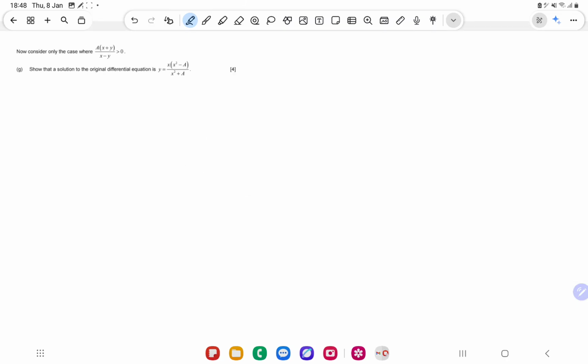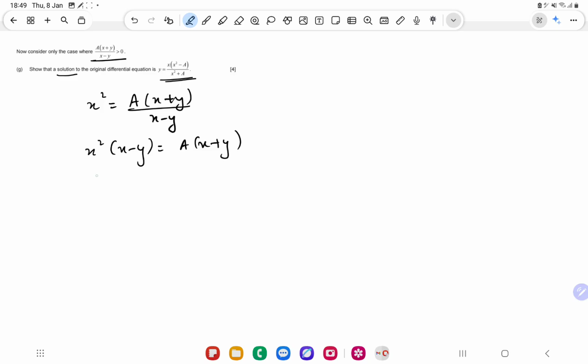Now moving on to the last part of this question, we have to consider this case, and what the question is saying is show that a solution to the original differential equation is this. So for that, we can use the result of the last part, that was x square is equal to a bracket x plus y upon x minus y. We can attempt to clear the denominator and cross multiply. I can write it like this. Now let's simplify this further.